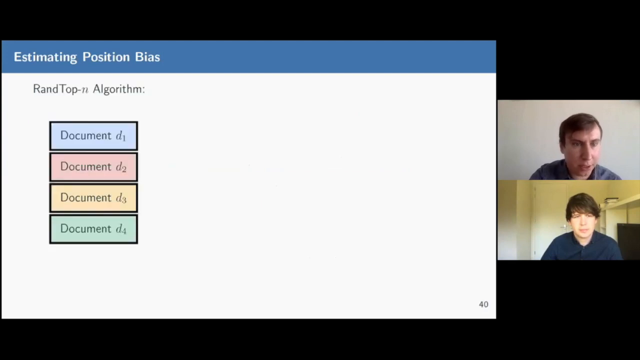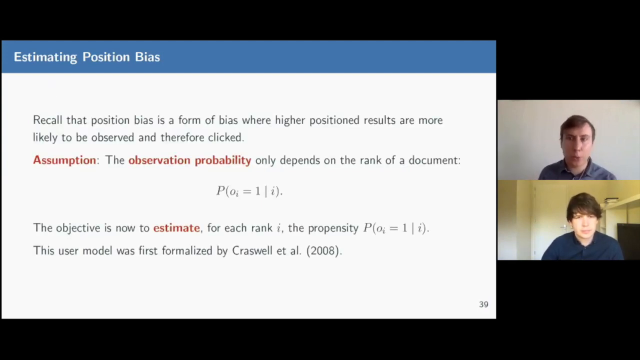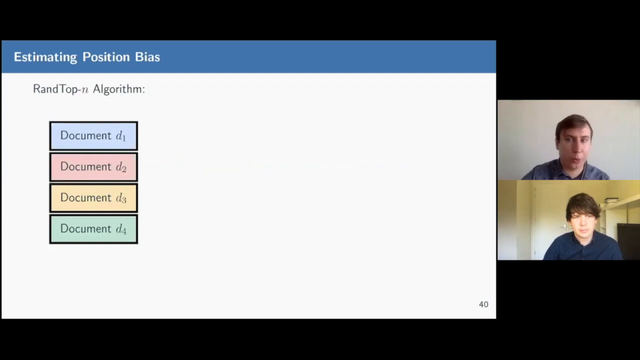So moving on, what I'm going to show you here is one algorithm for estimating exactly this. Given the rank of a document, what is the observation probability? That's what we're interested in right now. So that's basically one probability for each rank. This algorithm is called randomized top n results. In this case, we're going to have, say, 4 results: documents D1, D2, D3, and D4, here indicated with different colors.